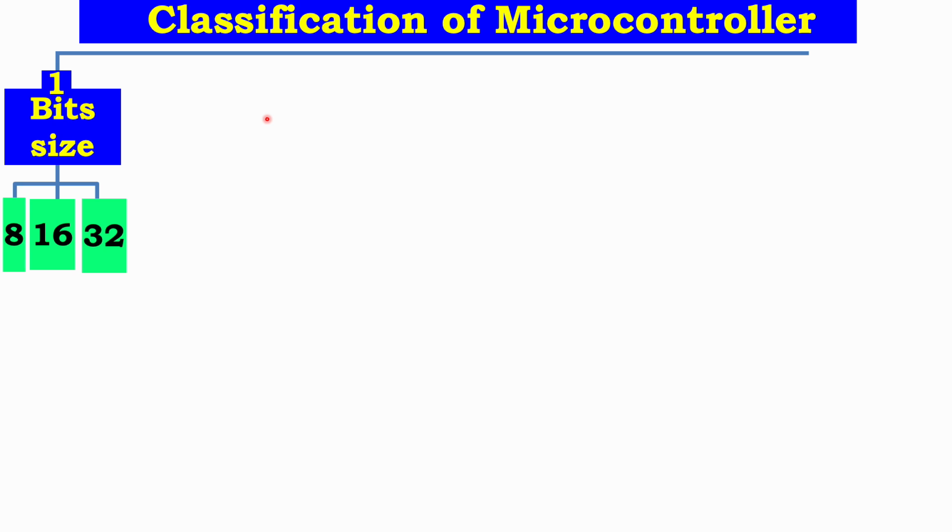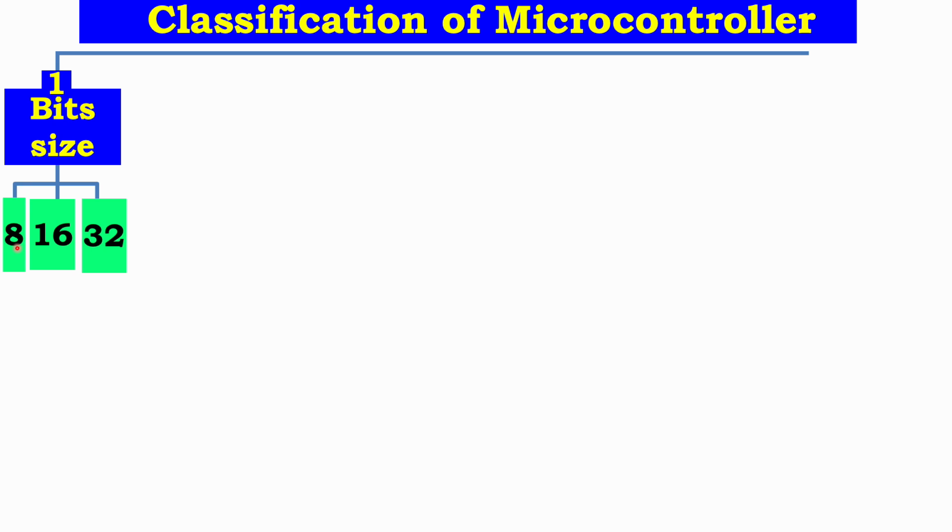Now we will see the first type of microcontrollers. There are various types of microcontrollers, and all these types are presented one by one. Let us see the first type, according to bit size: how many bits are used in the design of a microcontroller. According to that, there are three types of microcontrollers as per the bits provided by the designer.